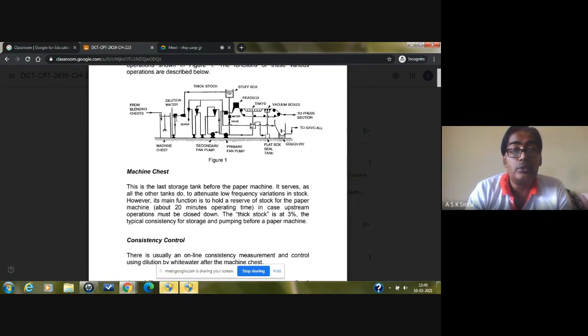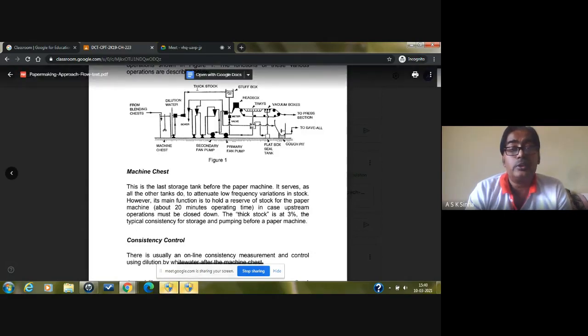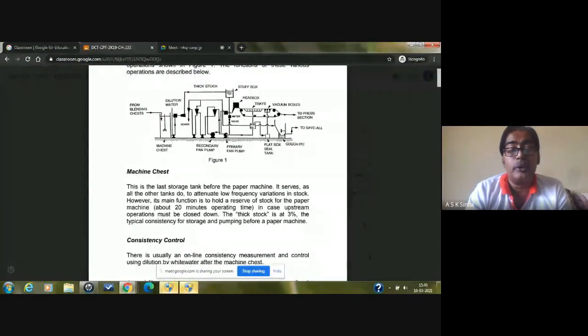And you can see here, through the refiners, the thick stock is sent again to the constant level box. So this is called the constant level box or a stub box. And from here it's again circulated and given to the inlet of another pump, that's called the primary fan pump here. Right. So there are some important pumps here.